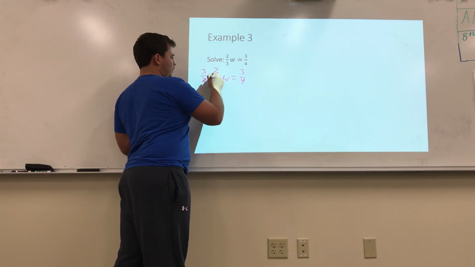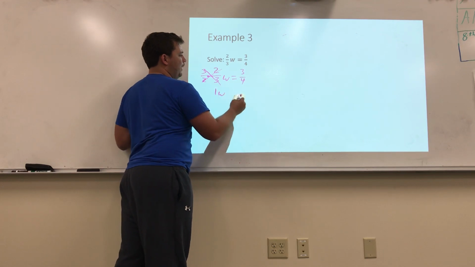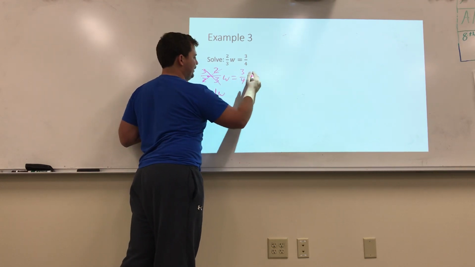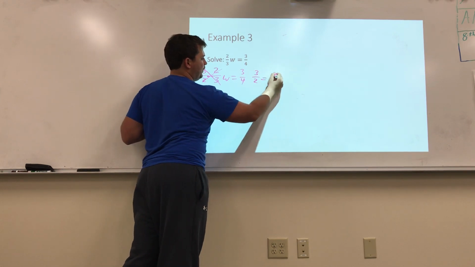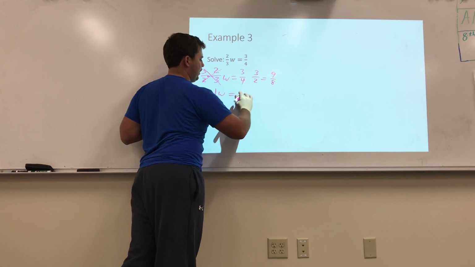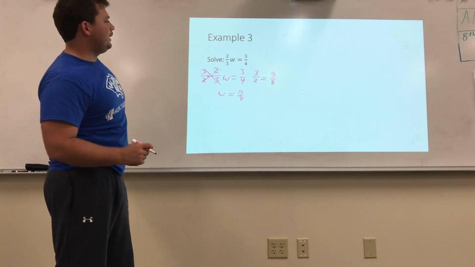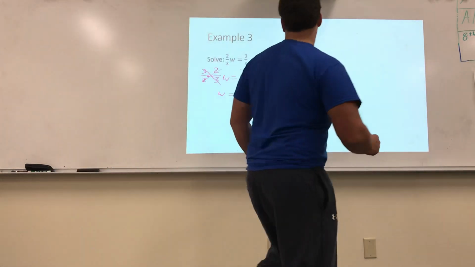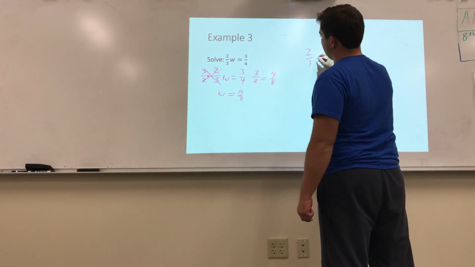Once again, this will leave me with 1 over here, I get 1w. What I do to one side, I must do to the other, so we come over here and do the same thing. We end up with 9/8. So w equals that. Now, the other way you could do this, and I'm not saying it's completely right, it's not wrong, it's going to be a little slower.